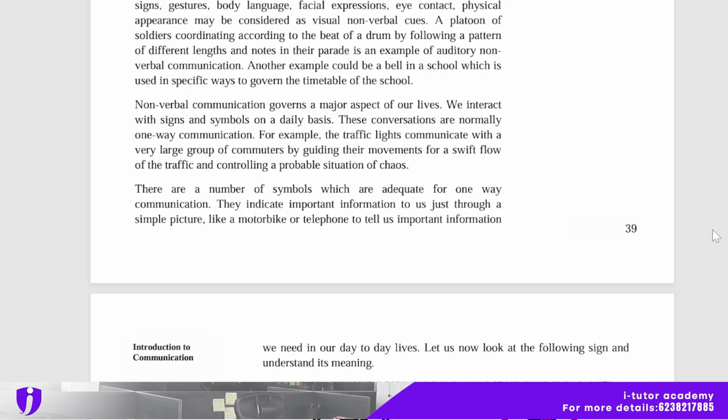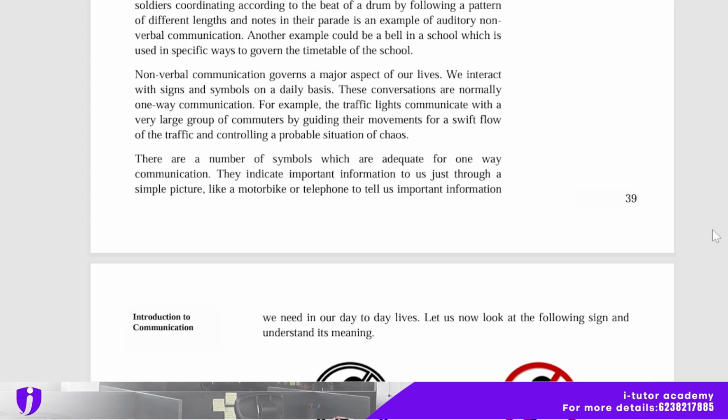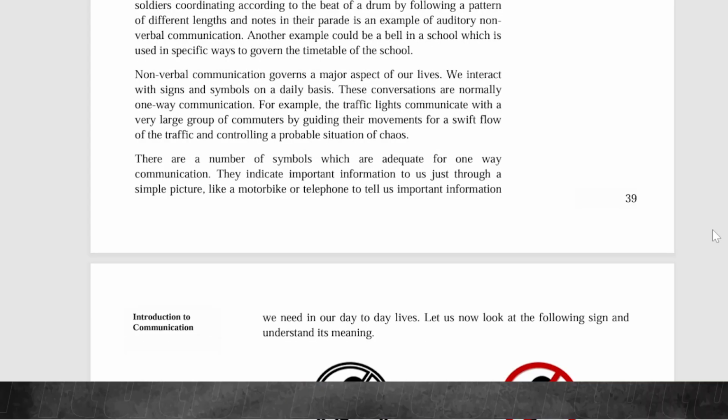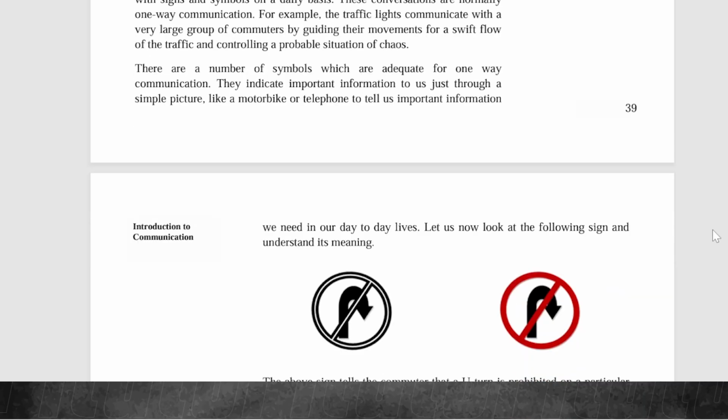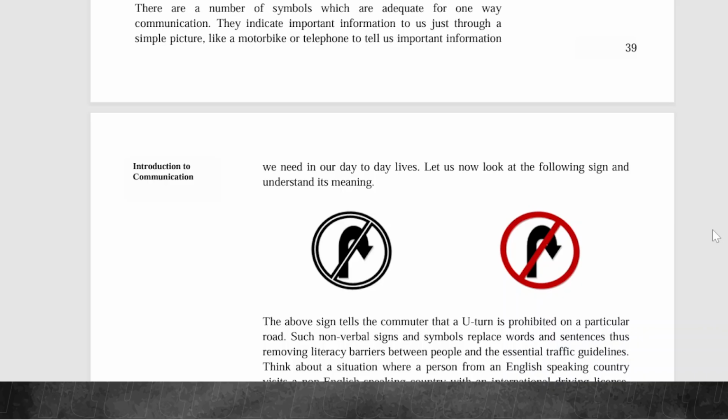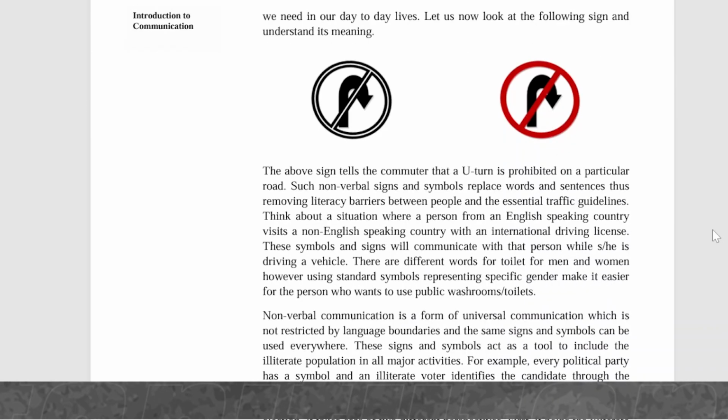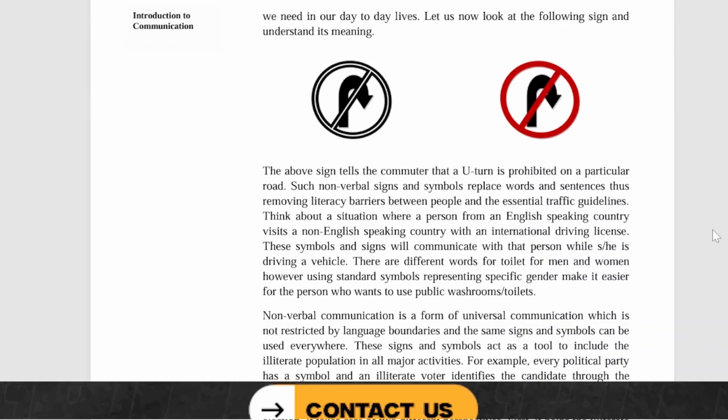There are a number of symbols which are adequate for one-way communication. They indicate important information to us just through a simple picture, like a motorbike or telephone, to tell us important information we need in our day-to-day lives. So let us now look at the following signs and understand their meaning. So this is the sign language. The above sign tells us that a U-turn is prohibited on the particular road.